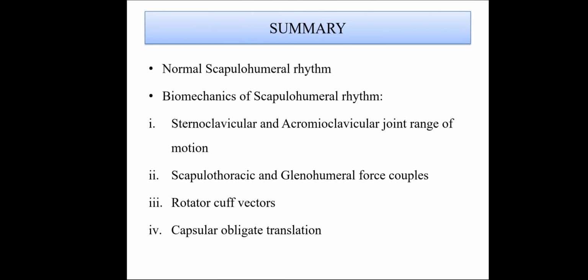By summary, normal scapulohumeral rhythm, that is the rhythmic motion of all four joints constituting the shoulder complex to cause the shoulder movement in a rhythmic and smooth fashion. Biomechanics of scapulohumeral rhythm, that is the clavicular upward rotation and elevation at the sternoclavicular and acromioclavicular joints, scapulothoracic and glenohumeral joint force couples, that is one for your scapular upward rotation and one to centralize your humeral head, rotator cuff vectors at rest and at 90 degree of abduction, and capsular obligate translation.